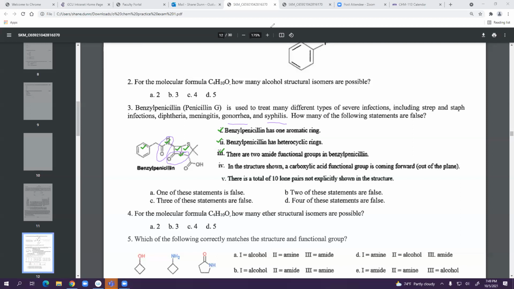Okay. The structure shown has a carboxylic acid group coming forward out of the plane. False. That is the false statement. Right? It's going backwards, going into the page. And lastly, this statement right here is true. So one of the statements is false.